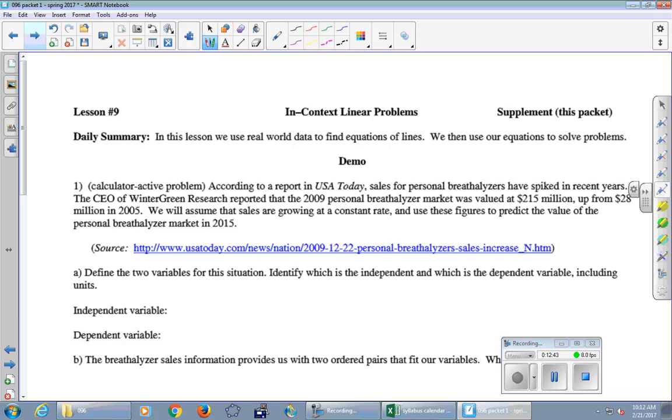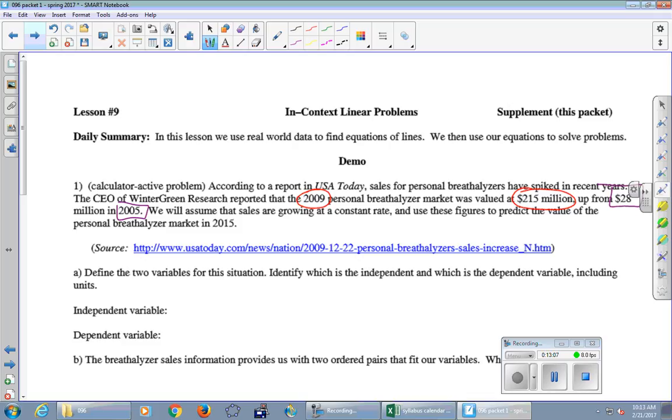Part A says define the two variables for this situation, identify which is independent and which is dependent, and of course, be sure to include units. Okay, two variables in this case. Let's see. I'm going to circle. I've got 2009 was a value of $215 million, and then it says up from $28 million in 2005.